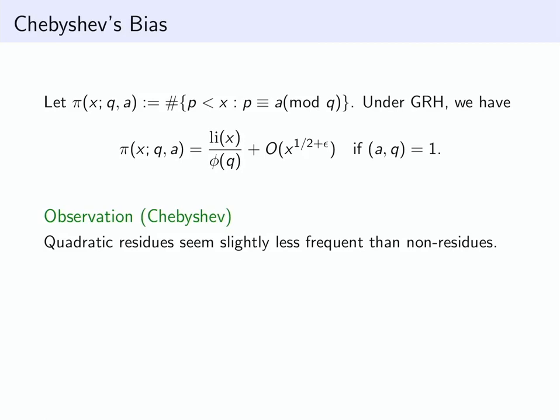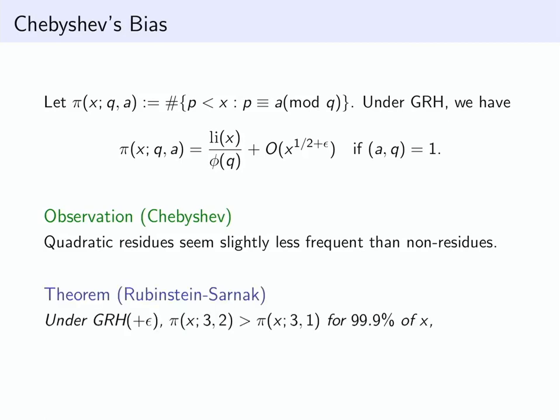And exploiting that, Rubinstein and Sarnak, in Rubinstein's undergrad thesis, proved that under GRH plus a bit more, or maybe quite a bit more, you can make statements like pi(x;3,2) is greater than pi(x;3,1) 99.9% of the time, where this is a legitimate 99.9%. There's a 0.1% chance that there might be more primes that are 1 mod 3 than 2 mod 3. But for typical values of x you pick, you'll see more that are 2 mod 3 than 1 mod 3. And analogous statements hold for any modulus q.